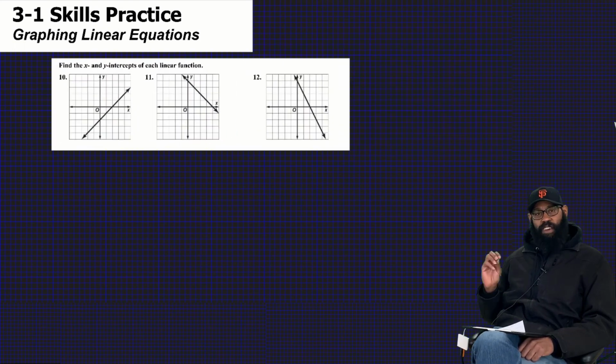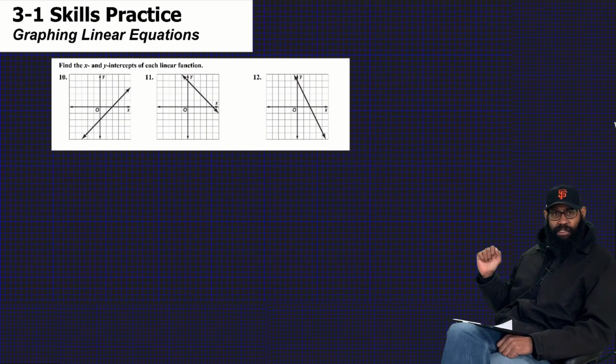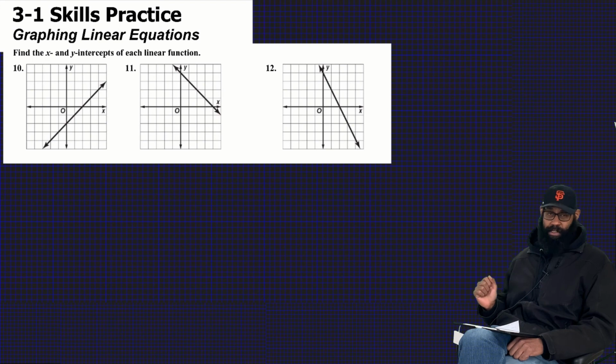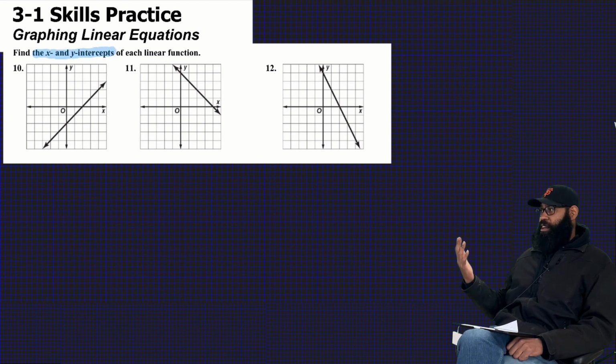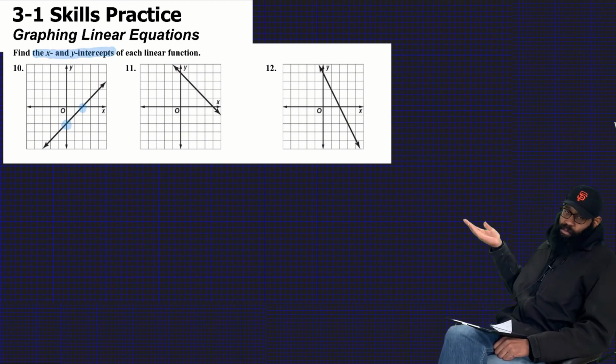So this is going to be a very quick skill I hope you can pick up on. Our goal is to find the x and y intercepts. Your x-intercept and your y-intercept is where the line crosses the axis, crosses the x-axis, crosses the y-axis. In this situation, guys, I can look at it and see it, but we gotta do more than that.